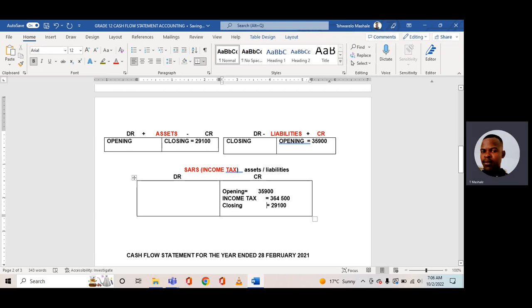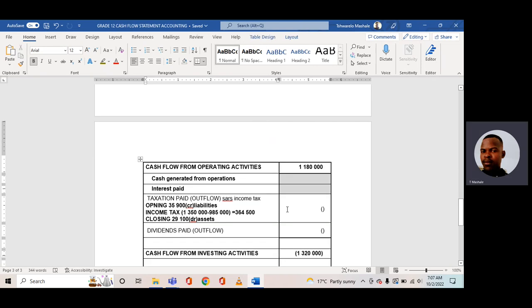So now these three amounts are on the same side of the SARS income tax. What does it mean? It means that now you have to add all these three amounts in order to get the taxation paid. Therefore, if you add all these three amounts, they're going to give you a taxation paid of $429,500 here. This is how you will always calculate your taxation paid.